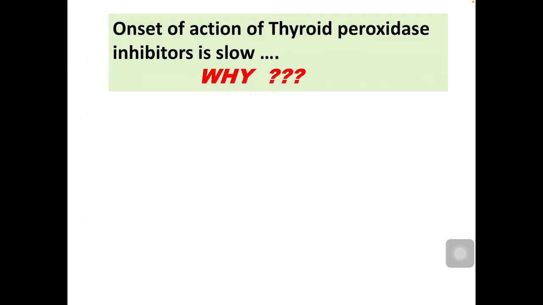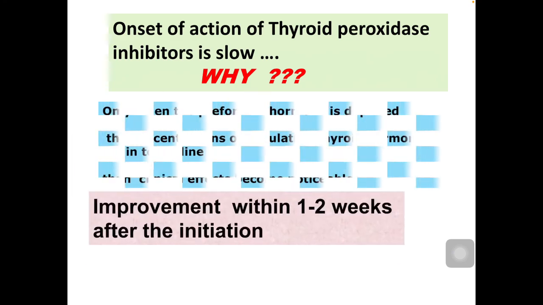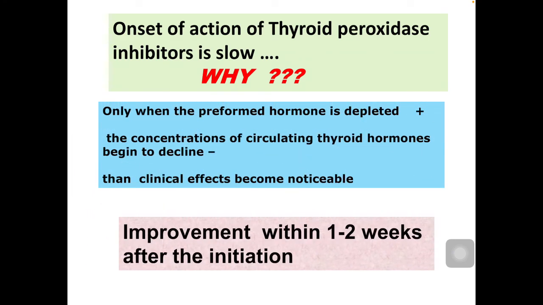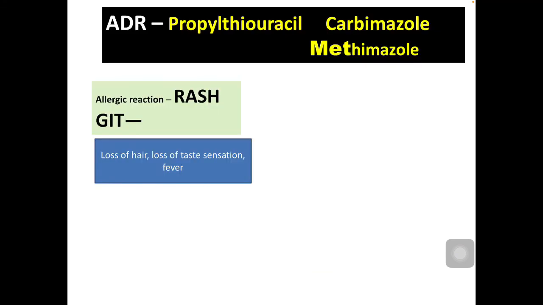The onset of action of thyroid peroxidase inhibitors is slow. Why? Because the thyroid peroxidase inhibitors inhibit the synthesis of new hormones. Whatever hormones have already been synthesized and stored in the follicular cells need to be depleted first, following which the action of thyroid peroxidase inhibitors starts appearing. Only when the preformed hormone is depleted does the concentration of circulating thyroid hormone decrease and the clinical effect become noticeable. So improvement usually starts after 1 to 2 weeks of treatment.